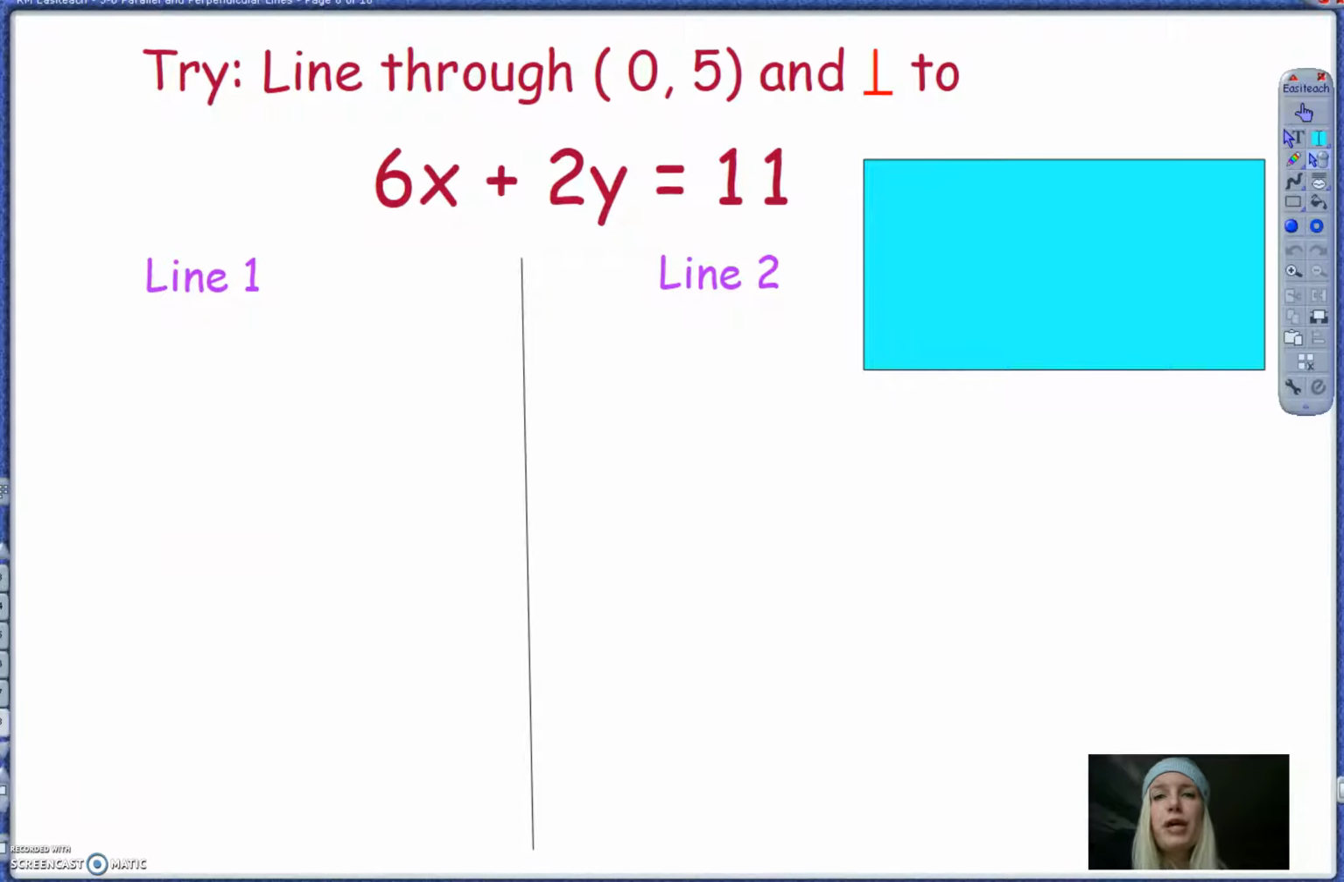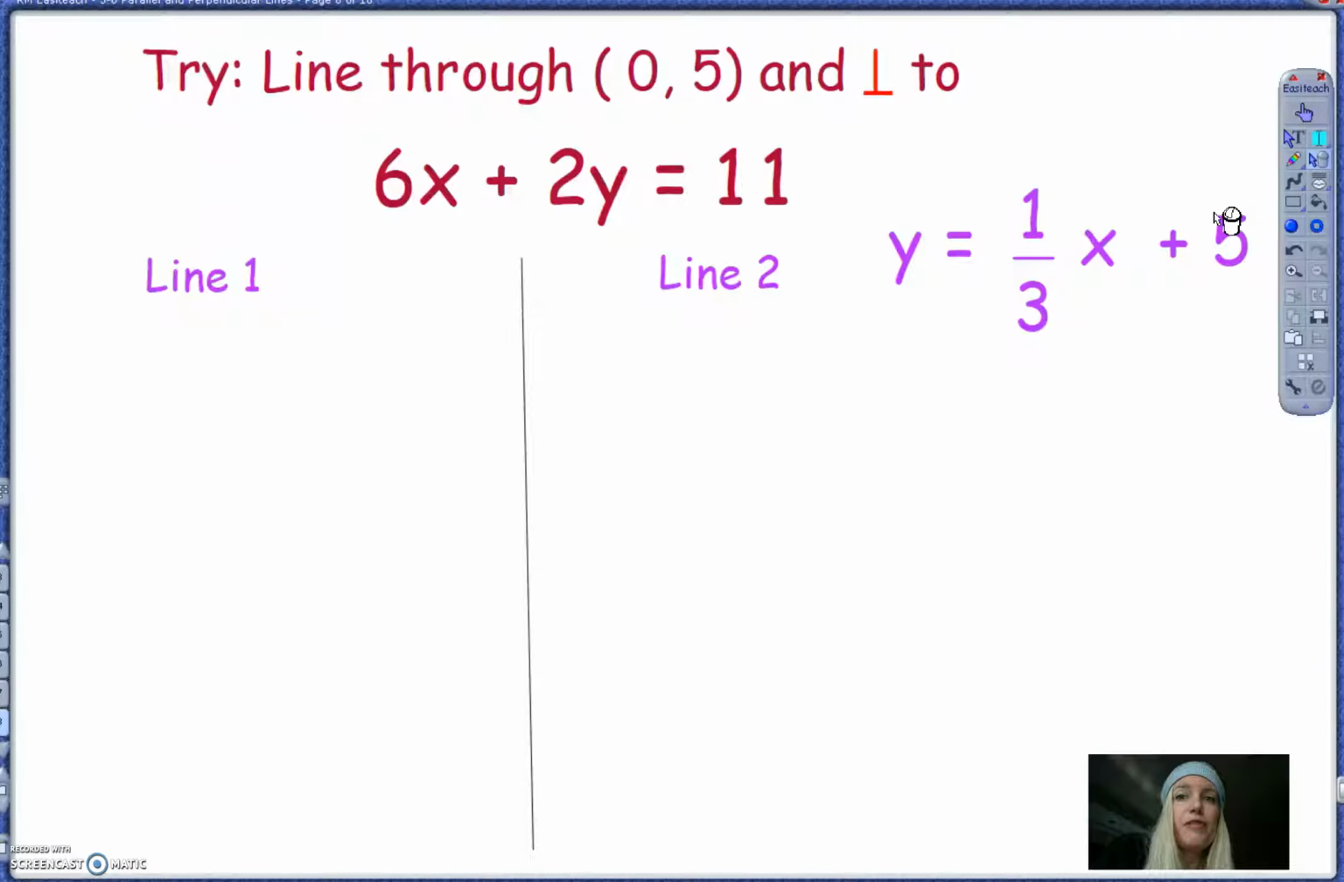Here's one I want you to try on your own. I'm not going to show you the work. You should try it and then check your answer. So pause me first, and I'll reveal the answer. So that should be your final answer for the line that's perpendicular to it.